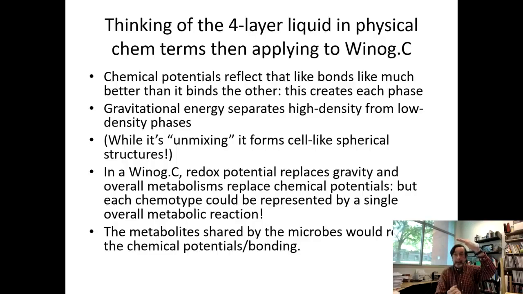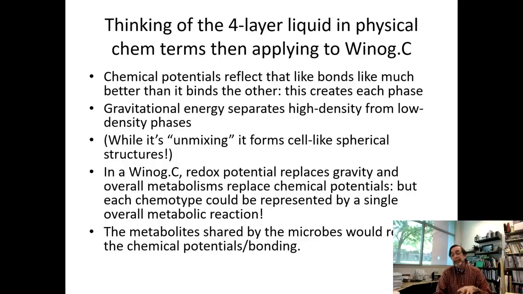That's the thing that's pulling the layers up or down. How are they linked together? They're linked together by metabolisms, by cycles of atoms rather than bonds between atoms. But each chemotype maybe could be represented by a single overall metabolic reaction, the same way we can represent an entire molecule with a single chemical potential. I don't know, but would that allow them to associate? Would that pull them together? And then we'd have the separation from up to down that would be caused by oxygen at the top and no oxygen at the bottom. That would be redox potential separation, which, by the way, is a future chapter that we'll talk about.